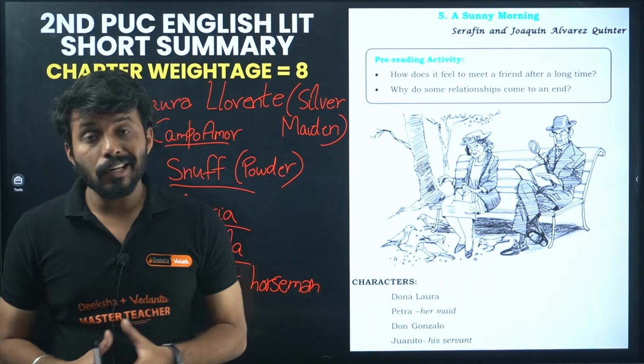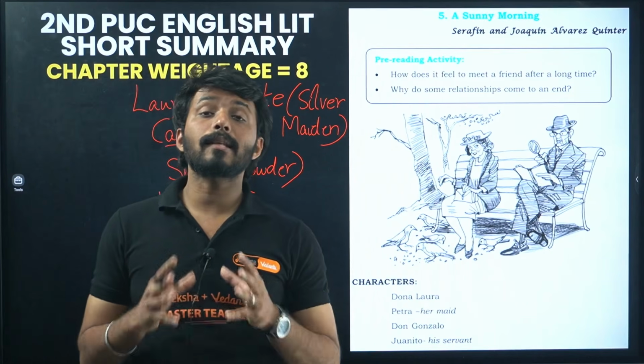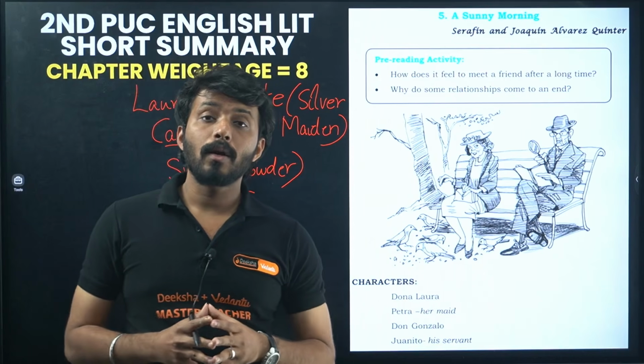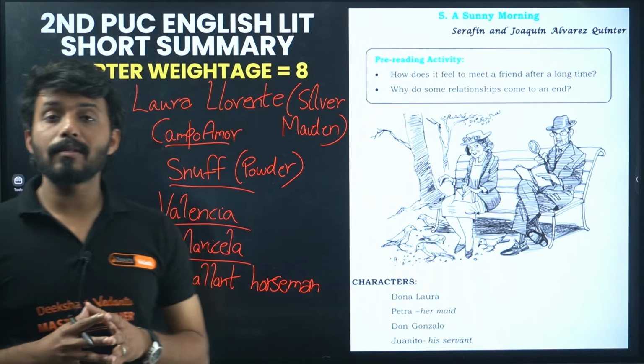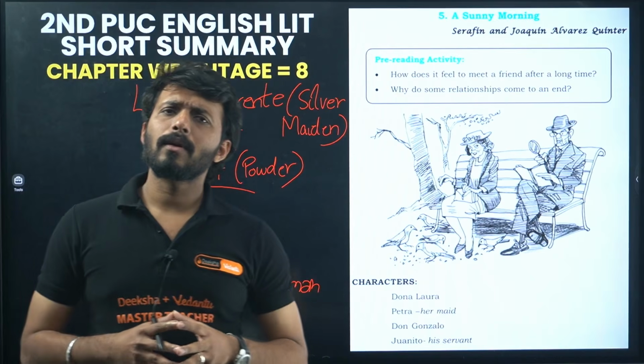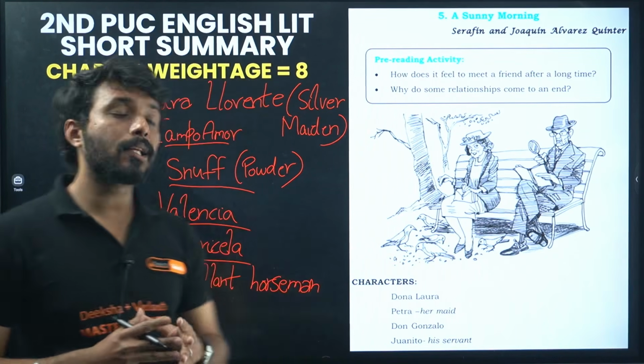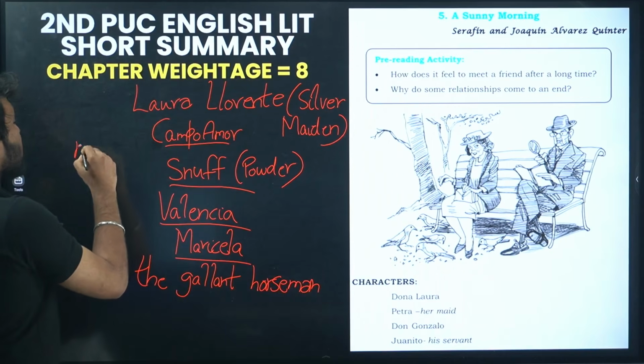But unfortunately, one fine day, this love came to a sad closure. So what happened? Laura Lorente is from a very wealthy family. So her parents wanted to marry her off to a wealthy merchant, okay, a very wealthy merchant.